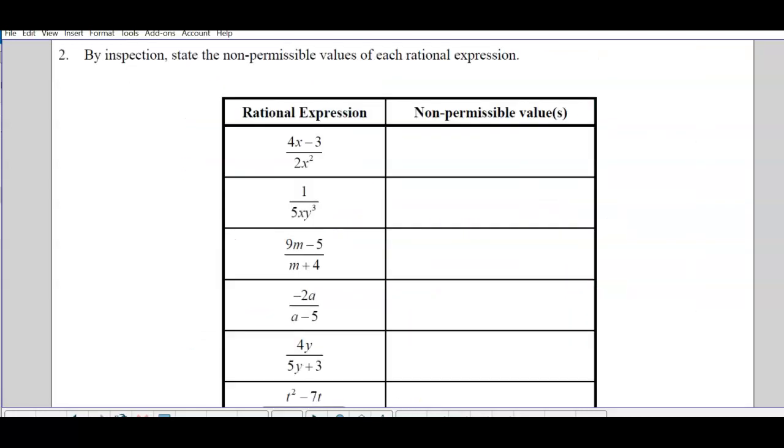All right, by inspection, state the non-permissible values of each rational expression. Okay, so just by looking, now we're not showing any work.